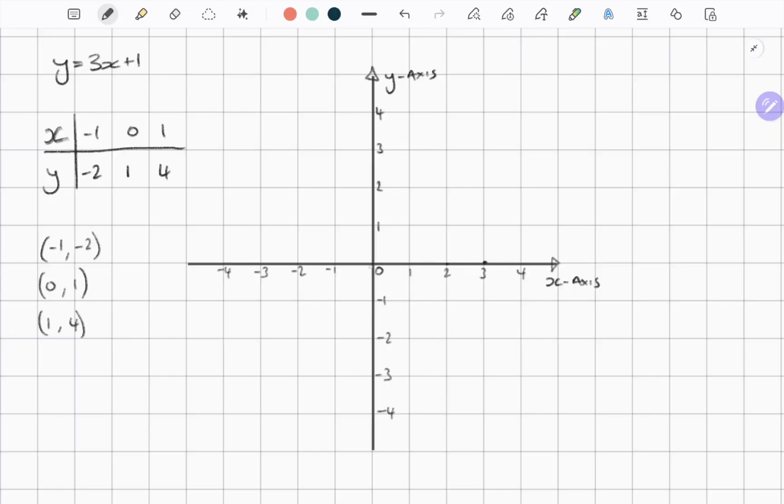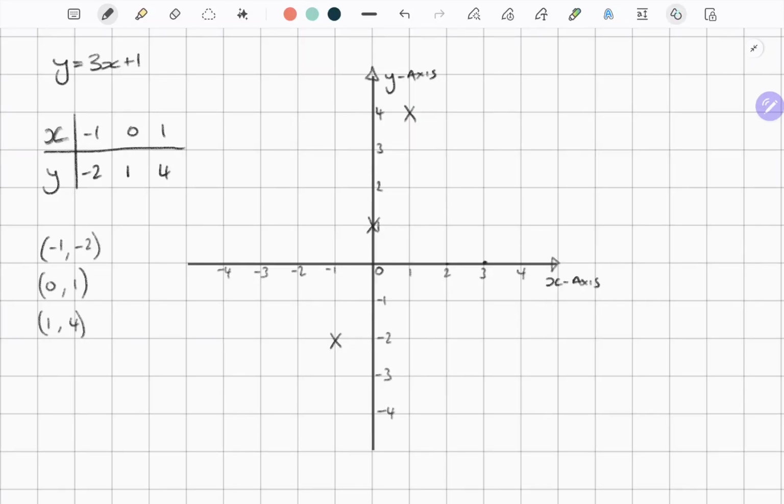So when we have x equals -1, let's come back to -1 here. We have y equals -2. So let's just plot that there. That's not as neat as I'd like it to be. When we have x equals 0, we have y equals 1. So let's plot that there. Again, not very neat, I do apologise. And then when we have x equals 1, we have y equals 4. So we come along here to find x equals 1, then we go up to y equals 4.